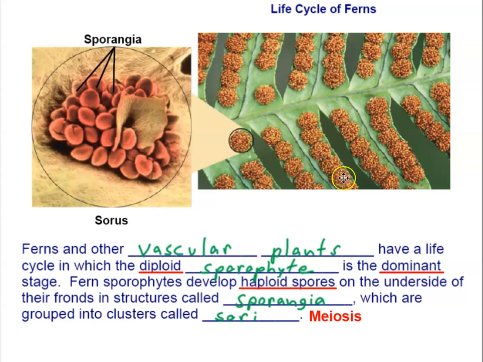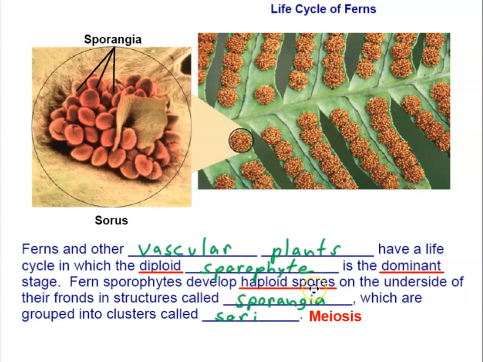Now, they don't all look like this. Different species have different looking sori, and some of them have them covered up so that you see them as kind of like little bumps instead of being clusters of sporangia like we can clearly see here. But if we zoom in on one of these sori, you can see the individual sporangia that make them up. So it's a cluster of sporangia, and each sporangium is going to be producing spores by meiosis. So we go from the diploid sporophyte to the haploid spores.